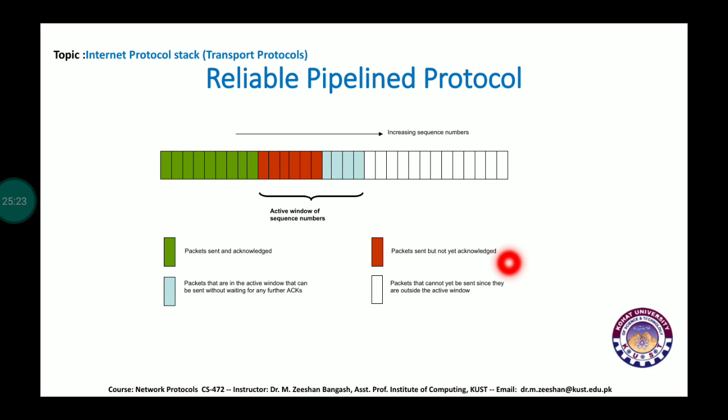So here is an example of that reliable pipeline protocol in which the green shows the packets that are sent and acknowledged. The red or maroon color shows the packets that are sent but not yet acknowledged. The light blue color shows the packets in the active window, which can be sent without waiting for any further acknowledgements, so they are ready to be sent. And these are those packets that cannot be sent since they are outside the active window. So this is basically a reliable pipeline protocol scenario.